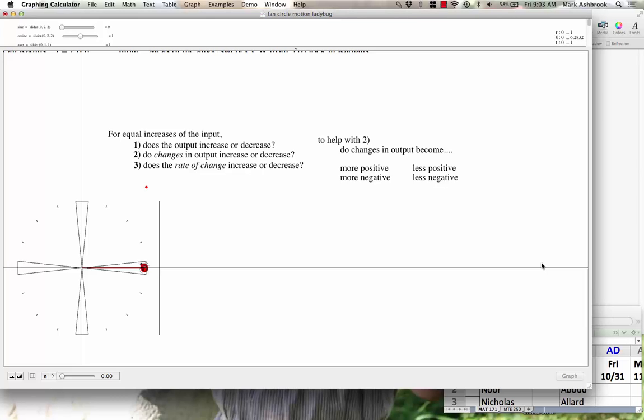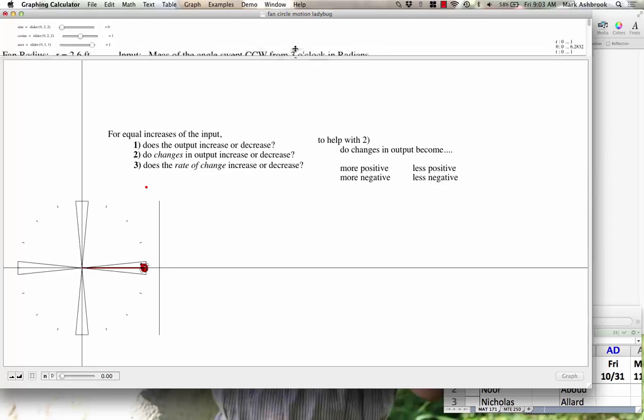The measure of the angle swept counterclockwise from 3 o'clock position. We're going to beat that like a dead horse, okay? You're going to write that on your quiz today. You're going to write that on your quiz next week. The input into these functions is the measure of the angle swept counterclockwise from 3 o'clock. It's crucial.